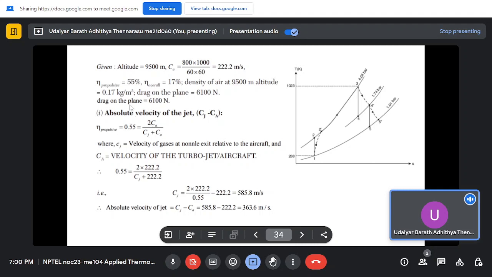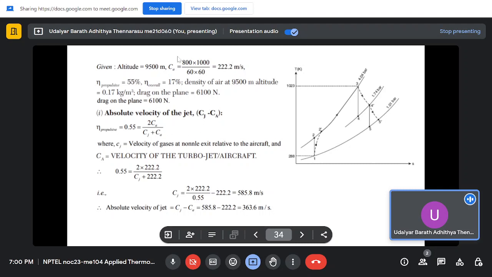Now the absolute velocity of the jet is nothing but the jet velocity minus the air velocity. It's kind of the relative velocity relative to the air. So what is the jet velocity? That is the absolute velocity. The reference is the air which is coming in. So the absolute velocity of the jet is Cj, velocity of jet minus velocity of air. So how do we find out?